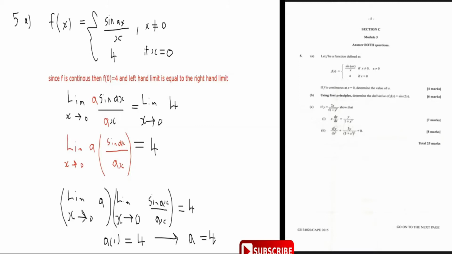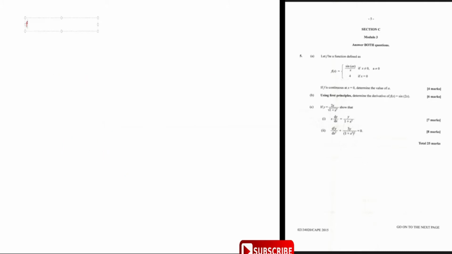The next part of the question says that using first principles, determine the derivative of f of x, which is equal to sine 2x. All right, so f of x is equal to sine 2x.